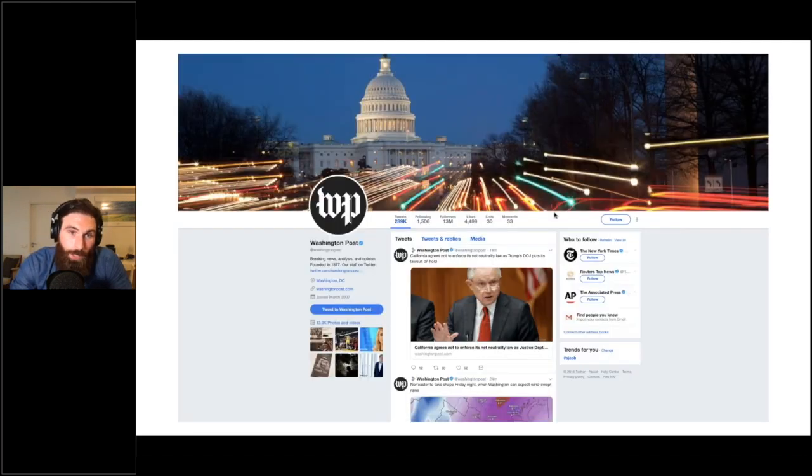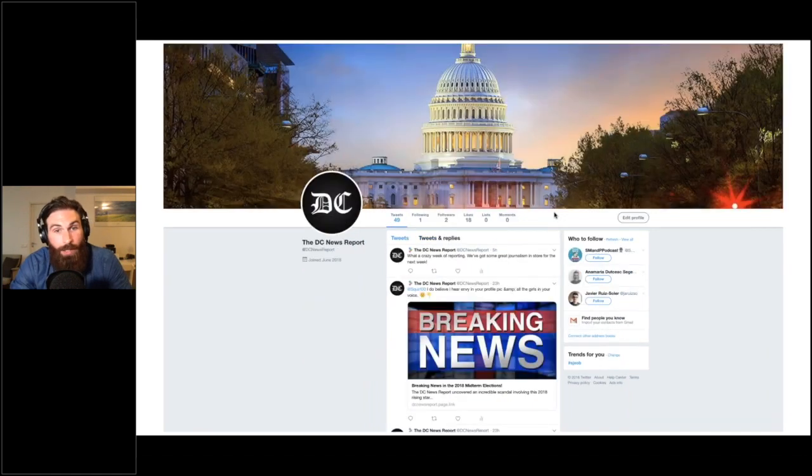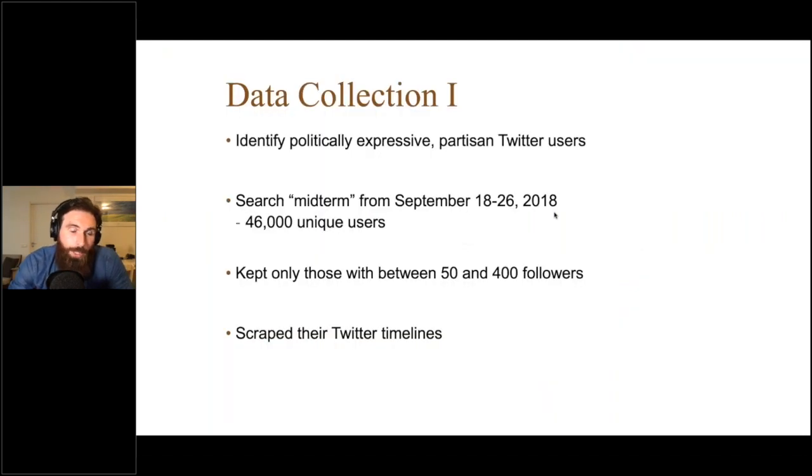So here is the Twitter account of the Washington Post, which was kind of the base to make the DC News Report. And here you can see how the link looked on Twitter. In terms of who I wanted to target for this sort of cyber attack, I wanted to focus on people who were politically expressive, but also partisan Twitter users, so either left-wing or right-wing, and very expressive.